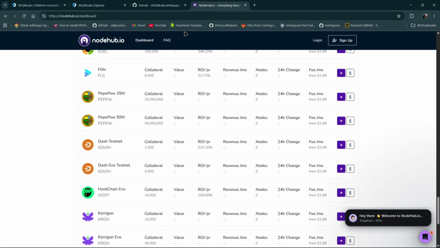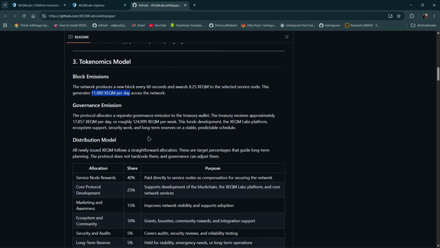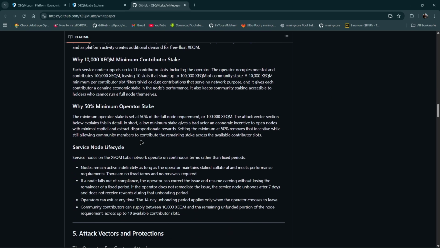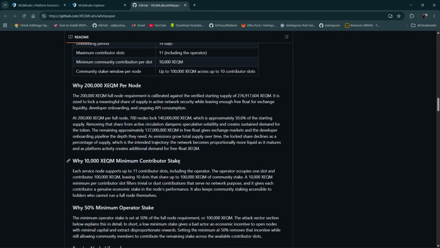So this is basically what's next for XEQM Labs as announced in the community. I hope it gets listed over there soon as well. So this was the tokenomics and service nodes. Now, why 50% minimum operator reward? Why 10,000 minimum contributor stake? Another thing was that nodehub.io will enhance that.